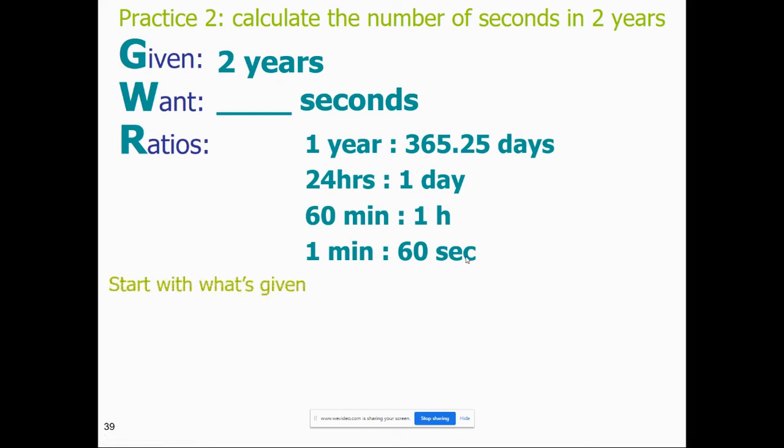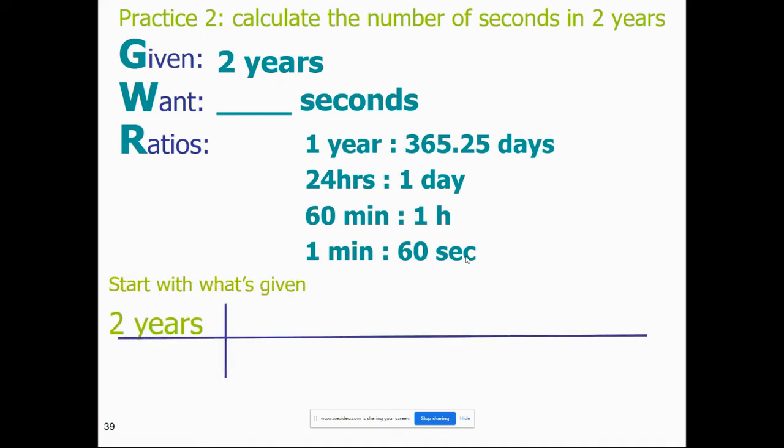So let's do it by what we know first. 2 years. Put it over 1. We want years to go away, so we're going to use this relationship. We're going to put years on the bottom because we want to convert to days. And so our years here will cancel out. So we're now in days. We want days to go away, so we use this relationship, because we don't want days, we want seconds. We're trying to head towards seconds. So we're going to put days on the bottom, so it cancels out with this days, and hours on the top.